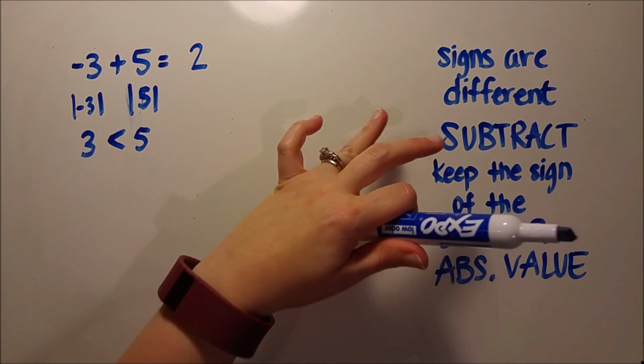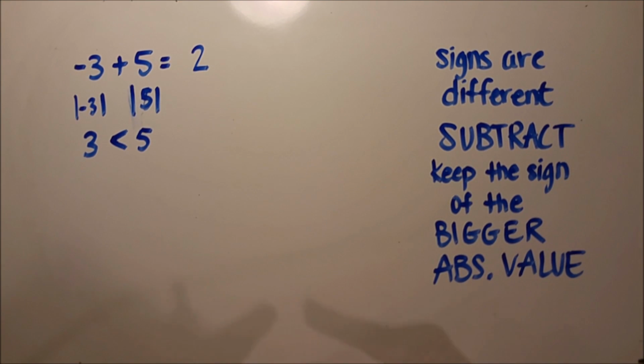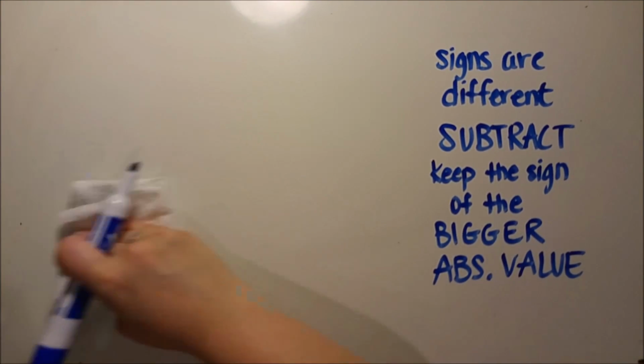Okay, so again, if the signs are different, we will subtract them to find the difference because it's going to maybe go across 0. Let's look at this one. I don't know why I erased those rules. I guess I'll just have to remind you verbally.